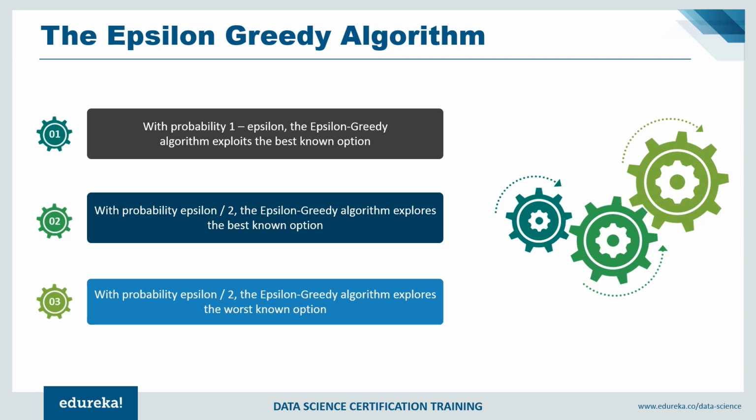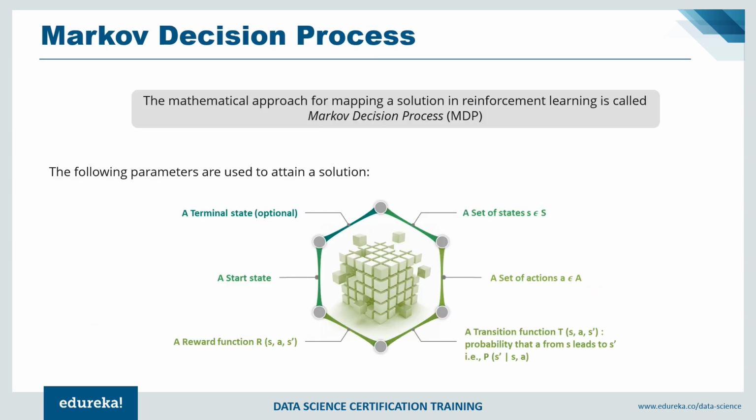Now let's talk about Markov decision process. The mathematical approach for mapping a solution in reinforcement learning is called Markov decision process, which is MDP. In a way, the purpose of reinforcement learning is to solve a Markov decision process. Now, the following parameters are used to attain a solution: set of actions A, set of states S, the reward R, policy pi, and the value V. And we have the transition function T, the probability that A from S leads to S'.